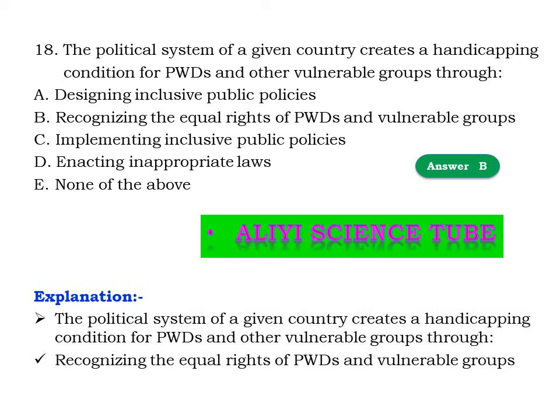So let us see explanation. The political system of a given country creates handicapping condition for person with disability and other vulnerable groups through recognizing the equal right of person with disability and the vulnerable groups.